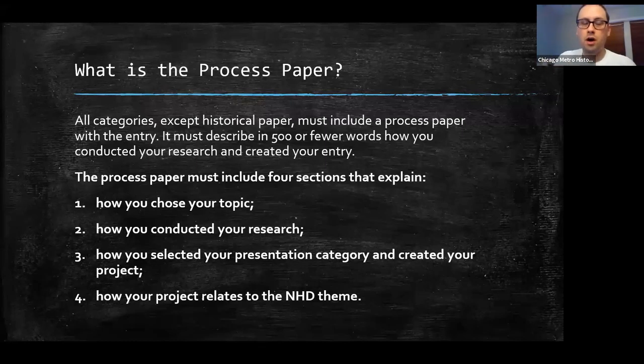So, all categories except a paper. This is important. If you wrote a paper, this is going to be a little bit different for you, and you do not need to submit this process paper in the same way. But basically all of the categories besides a paper must include a process paper with their entry. This entry must describe in 500 or fewer words, which is probably going to put you between a page and 2 pages, double spaced, how you conducted your research and created your entry.